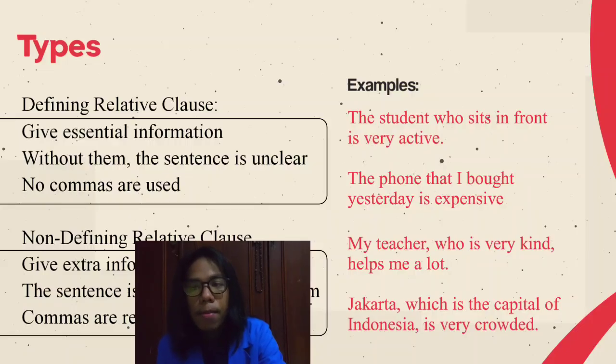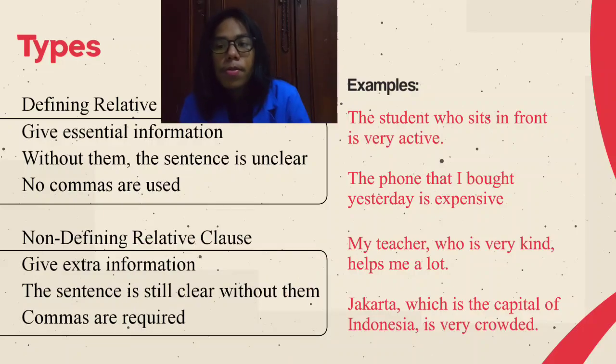Or the phone that I bought yesterday is expensive. In this sentence, we use the relative clause that. As you can see, if we erase the relative clause that I bought yesterday, it becomes ambiguous, because the phone is expensive. It doesn't declare which phone is expensive.